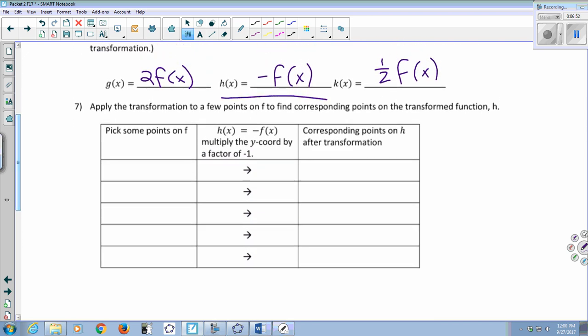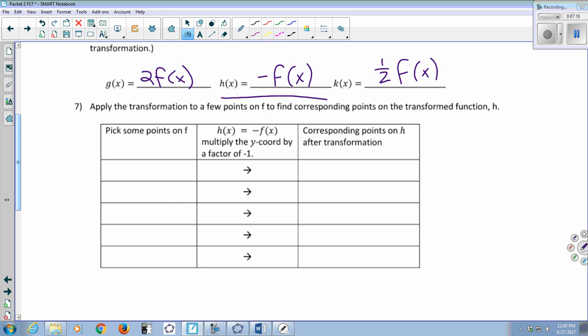So h is the -1. That's a reflection over the x-axis. And we can find that out by multiplying the y coordinate by a factor of -1. Multiply the y coordinate by -1. That will take all your y's and make them the opposite sign.